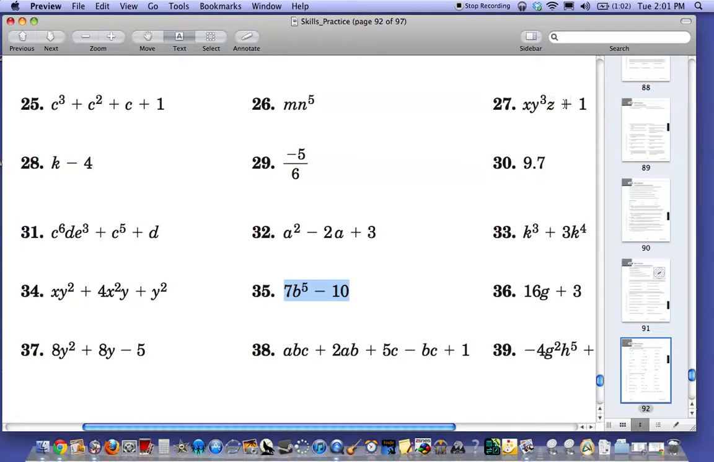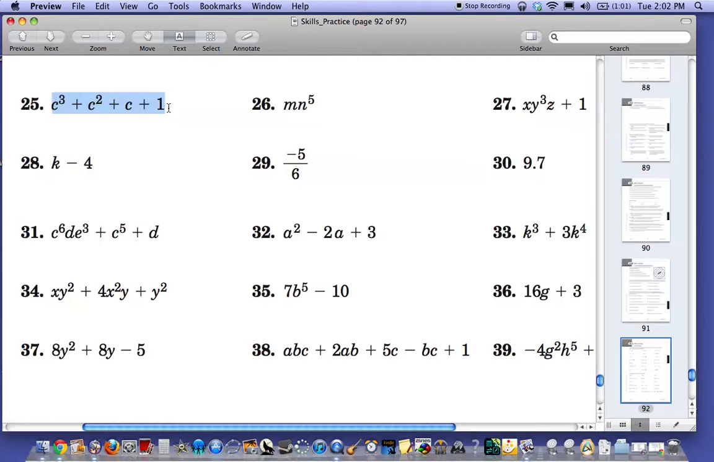Up here, when I said the degree was 5 on number 27, the degree of the whole expression is 5. Over here on number 25, I said the degree was 3. The degree of the whole expression is 3. Remember, you're looking at the largest term, which typically is going to be the term that's out in front if your polynomial is in standard form.